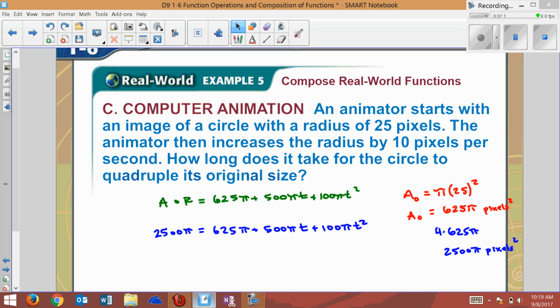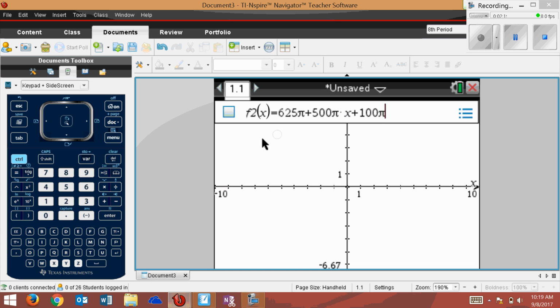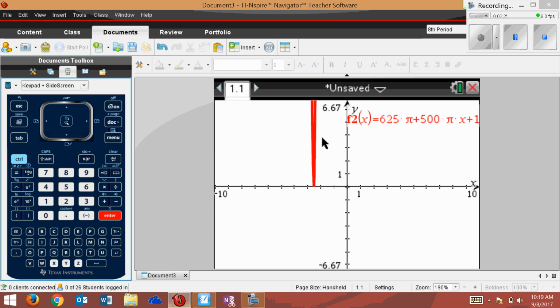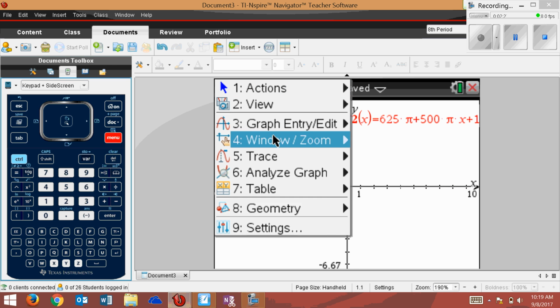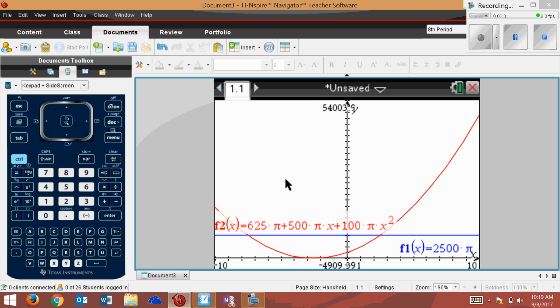Plus 100 pi t squared. 100 pi. And again, instead of t, we'll put an x squared. I hit enter. Now I have this graph. Now what I'm going to do is go menu, zoom, fit. And this hopefully will show us, yeah, here's our two pictures.